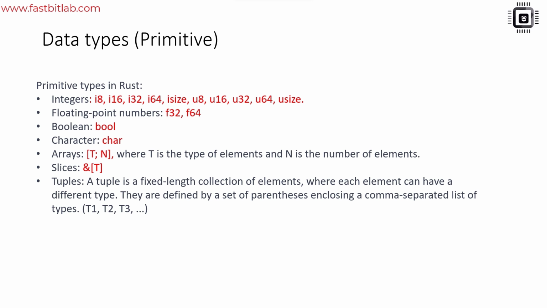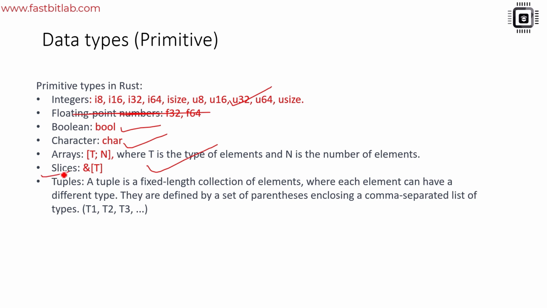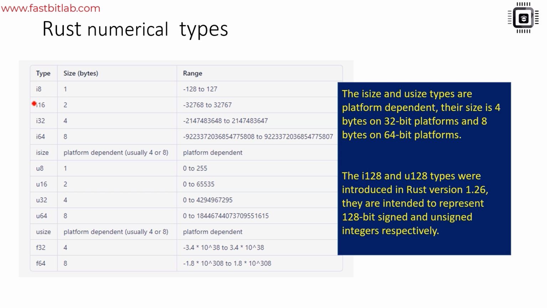So in Rust, there are a couple of primitive data types like integer data types, data types to represent floating point numbers, bool for Boolean data, character, arrays, slices, and tuples. Let's explore one by one. So let's first explore numerical data types to represent numerical data. Here in this table, as you can see, Rust supports data types for both signed and unsigned data representation.